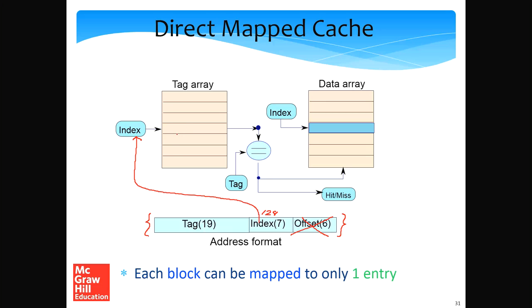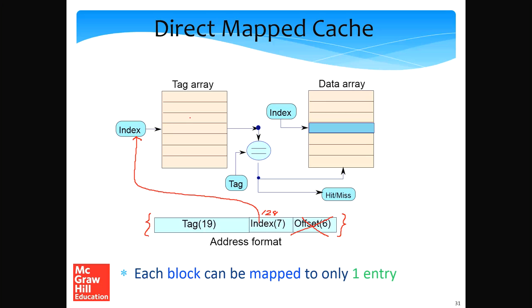A direct mapped cache means that a given block can reside in only one entry of the cache. Unlike a fully associative cache, where it could reside anywhere, this can reside in only one entry. And how is that entry decided? We remove the block offset part, which is 6 bits in this case because it's a 64-byte block. We take the remaining bits and compute an index. Why 7? Because our tag array has 128 entries and 128 is 2 to the power 7.